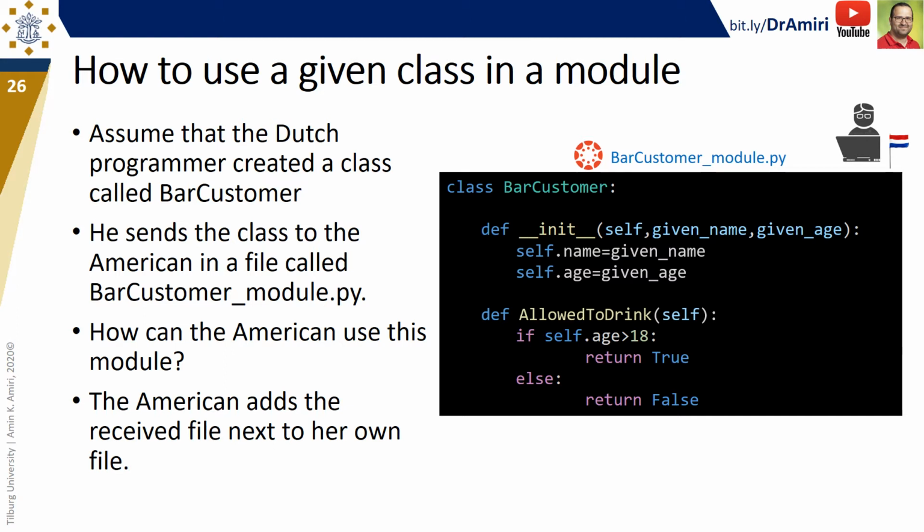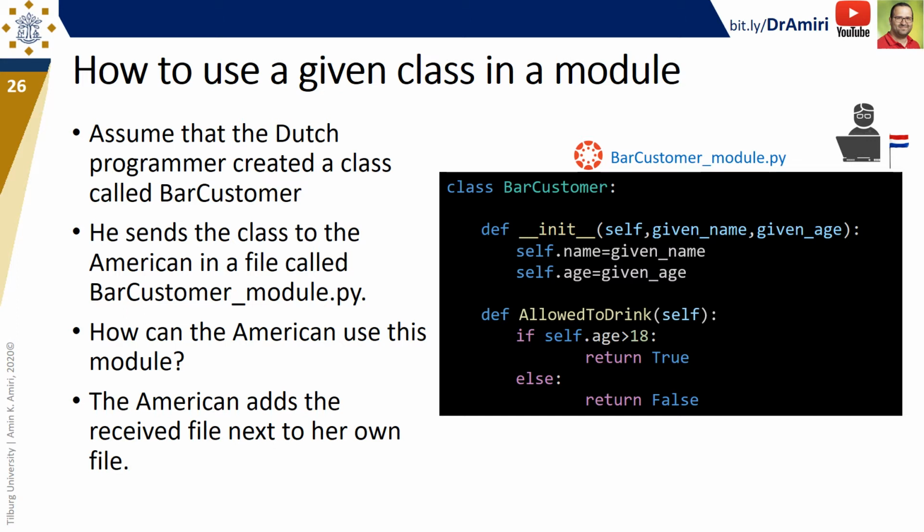This class has two attributes, name and age, and it has one instance method called allowed_to_drink, which doesn't receive any inputs, any arguments. It uses the attribute age. It compares that with 18. If it's higher than 18, then it returns True. Otherwise, it returns False. So how can the American use this module?